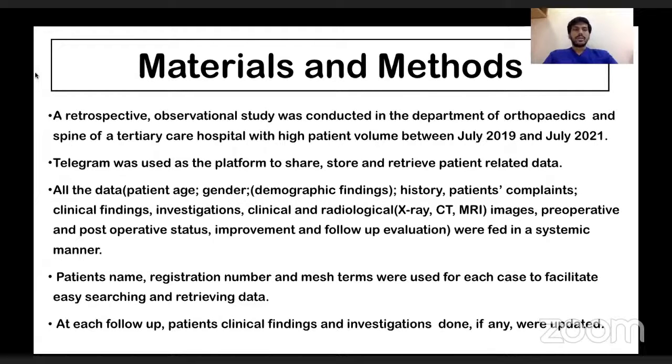All the data that includes patient's age, gender, demographic findings, history, patient's complaints, clinical findings, investigations, clinical and radiological images, pre-operative and post-operative status, improvements, and follow-up evaluation were fed in a systemic manner. Patient's name, registration number, and mesh words were used for each case to facilitate easy searching and retrieving data. At each follow-up, patient's clinical findings and investigations, if any, were updated.